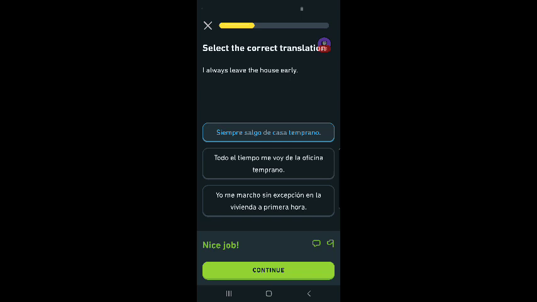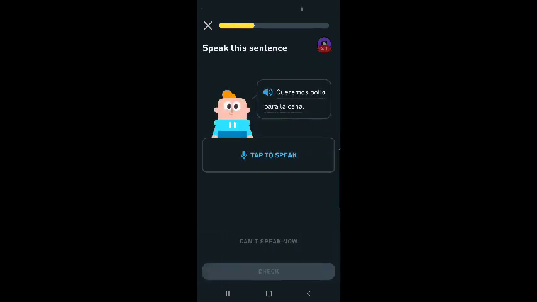¿Cómo se dice love? Amar means to love. Queremos pollo para la cena. Yo amo tú. Okay. I think you might want to say te amo. That means I love you. Te amo? Yeah. I don't know why it works that way, but I really appreciate your efforts.